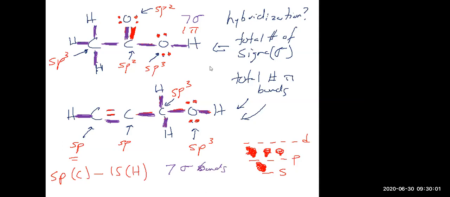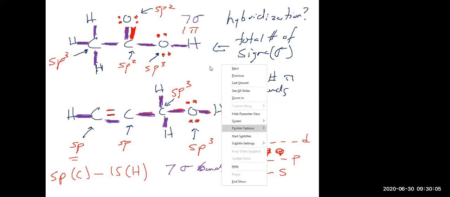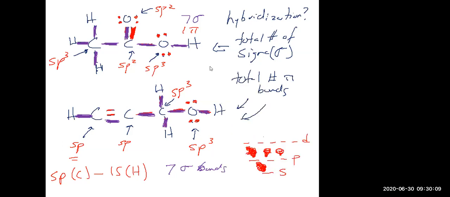And lastly, in terms of pi bonds for the bottom guy there, remember that the second line that you draw to make the triple bond is a pi bond. And then the third line would be a pi bond, which means that it has 2 pi bonds down here.